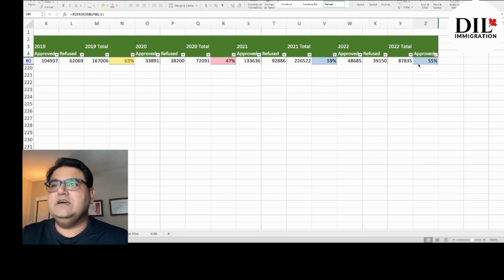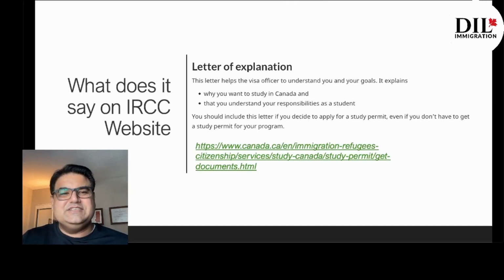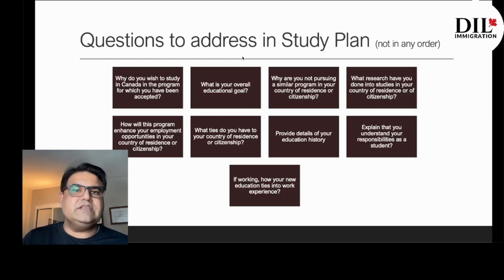And if you are from India, you need to be very careful that you have a very comprehensive study plan and study permit application. So the next thing is, what does it say on the IRCC website? If you go to the study permit webpage on the Government of Canada website, it does mention that the visa officer expects that you talk about why you want to study in Canada and that you understand your responsibilities as a student, right? Let's go further and talk about the important questions you need to address in your study plan.